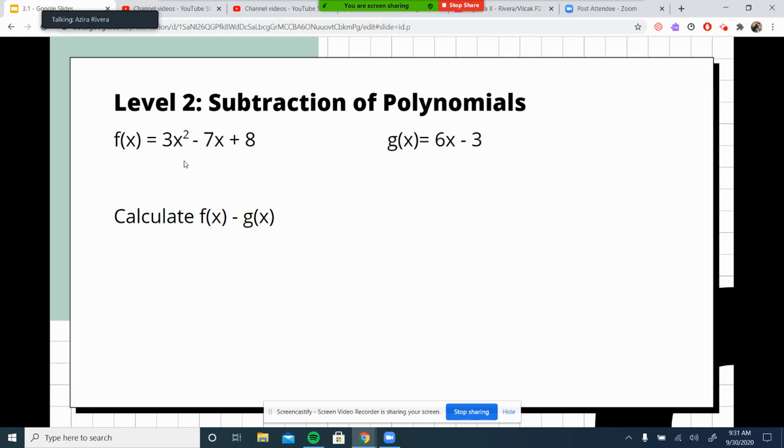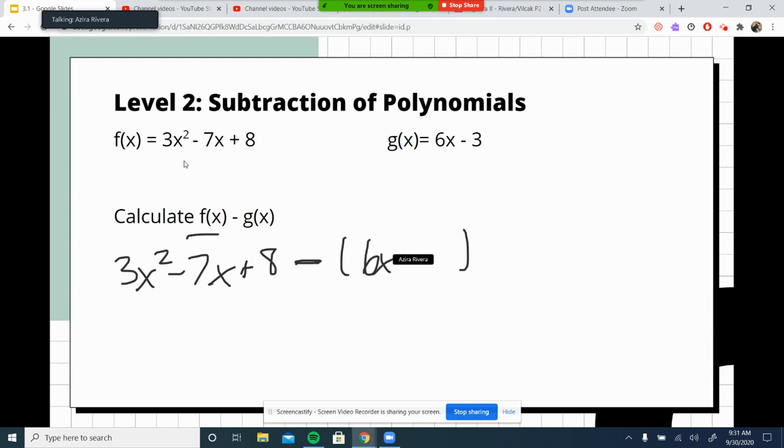Level 2 is just subtraction, which is pretty much the exact same thing as addition, except there's one baby step. So I'm going to write my f of x. And then instead of writing an addition sign, I'm going to put my subtraction sign, and I'm subtracting 6x minus 3. When we subtract, we do need those parentheses, because what we're really doing is we have a negative 1 here, and we need to distribute that negative.